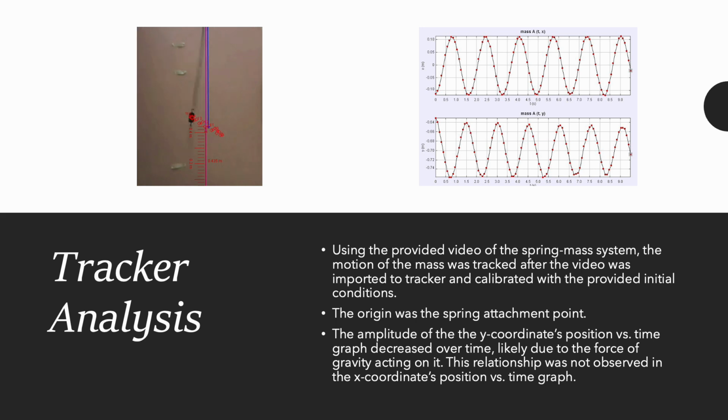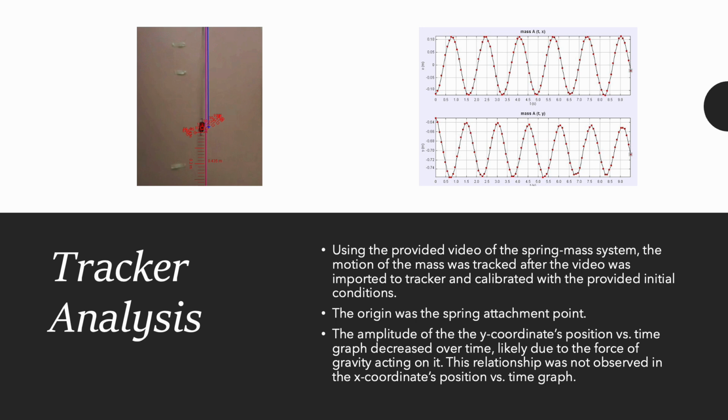Using the provided video of the spring mass system shown on the left, the motion of the mass was tracked using Tracker after the video was imported into this system and calibrated with the provided initial conditions. We place the origin at the spring attachment point to simplify our calculations.